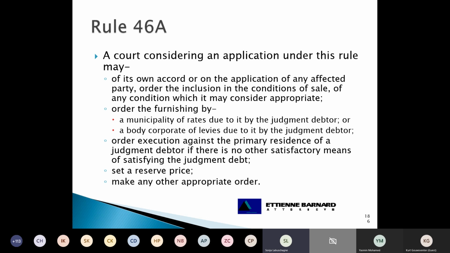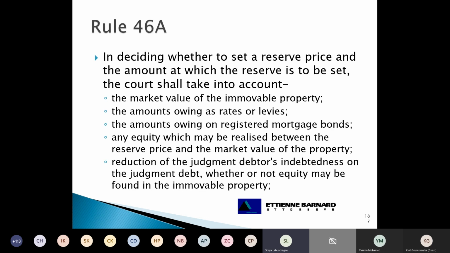And in this instance now, this is where the court gives a reserve price. Based on all this information that's given, the court is then allowed to give a reserve price. And then in setting, as I said, the reserve price, the court takes into consideration all that information that you've given.